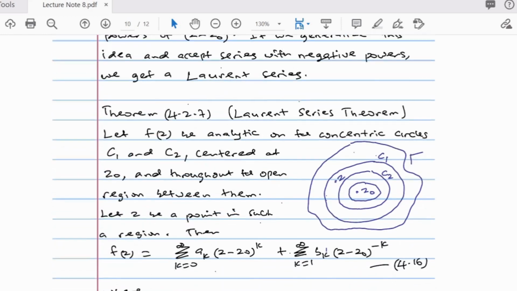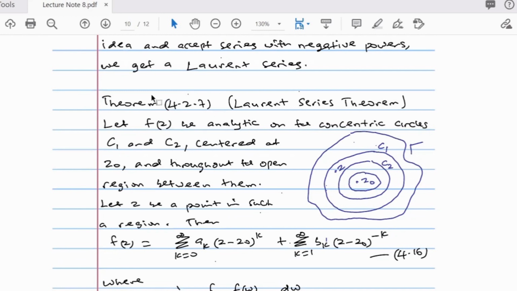So let's look at what the series is. If you have your f of z to be analytic, it means that you can write f of z as a power series at a point. Now we allow f of z to be analytic on two concentric circles, circle 1, circle 2. Meaning that at every point in this circle C1, you can write f of z as a power series. At every point in this circle C2, you can write f of z as a power series. So the center is at z0.